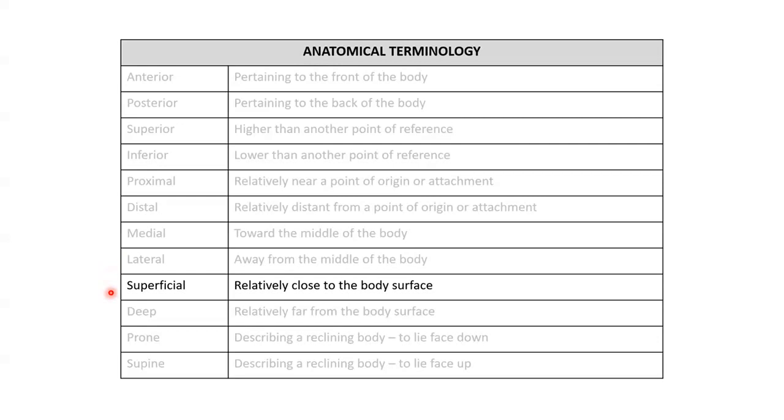Superficial sits relatively close to the surface of the body. So think about the surface of the body being your skin. So for example, your ribs are superficial to your heart and your lungs because they sit on top of and closer to your skin than your heart and lungs. And then the opposite of that is deep. So deep is relatively further away from the surface of the body, deep further within you. So your heart and lungs are deep to your ribs.